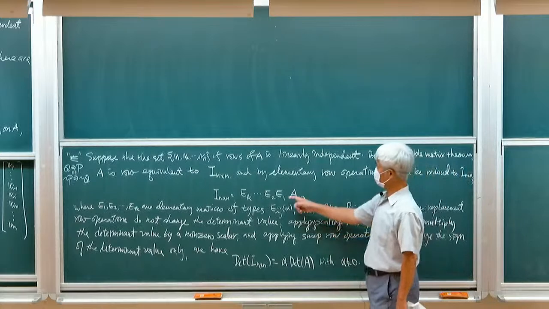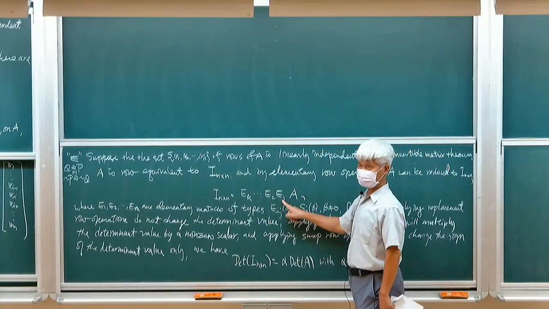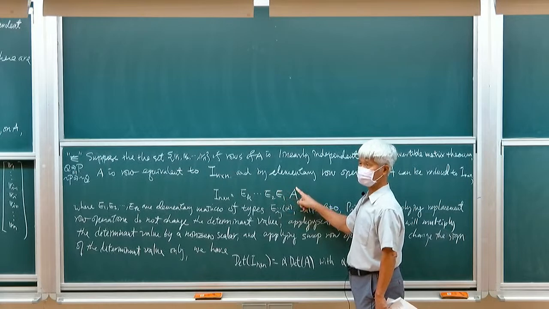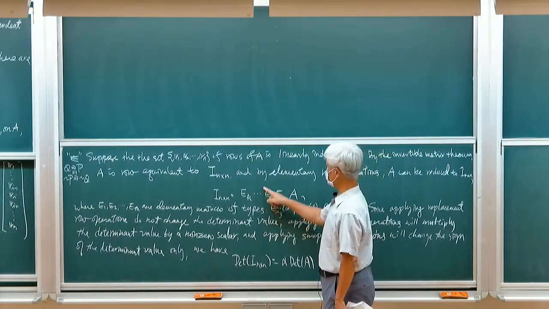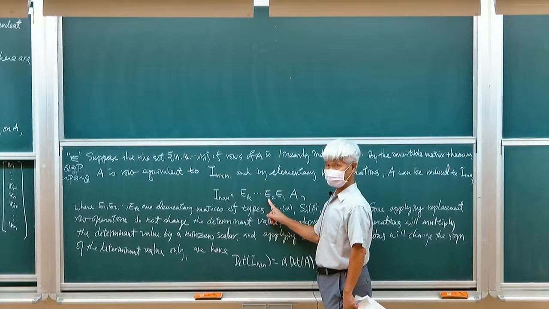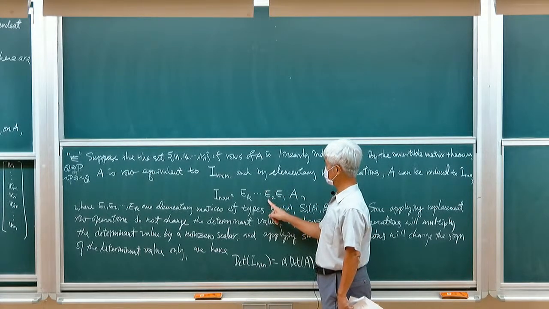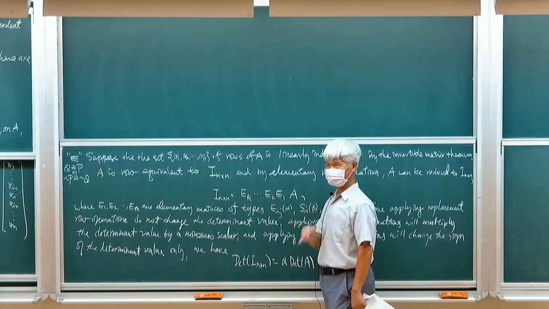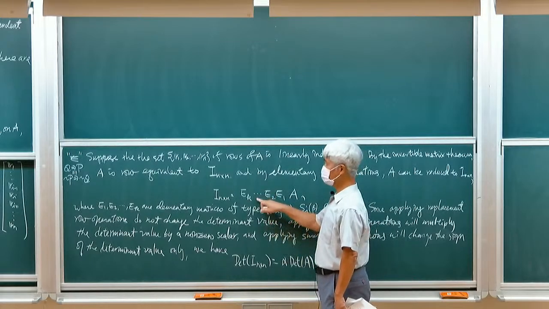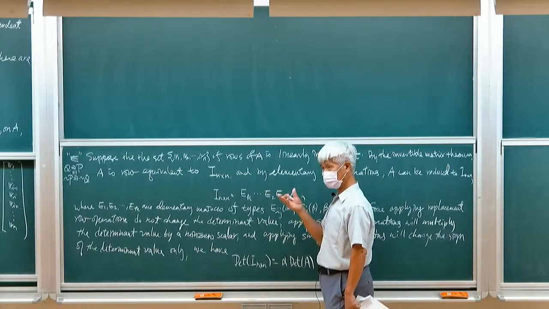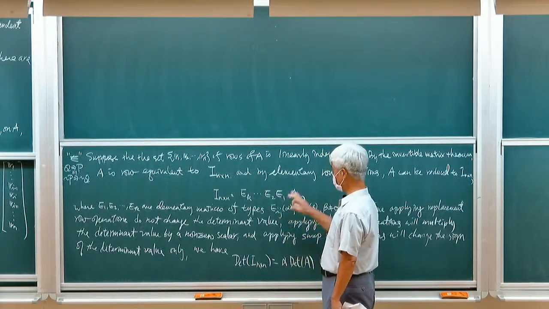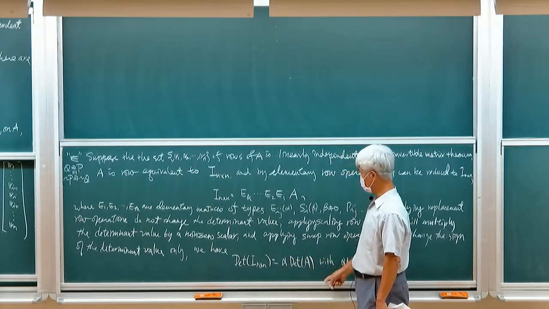Right? So if E1 is the replacement operation, then after doing it on the A will not change the determinant value. But if some Ei corresponds to a scaling row operation, then it will multiply the determinant value by a non-zero constant. But if Ei is a swap row operation, then we will change the sign only. Okay. So anyway, you will see that, right?